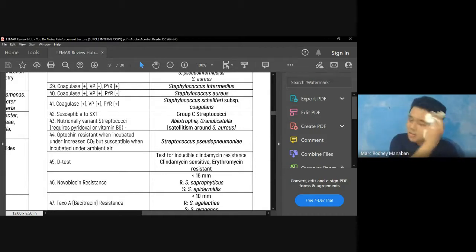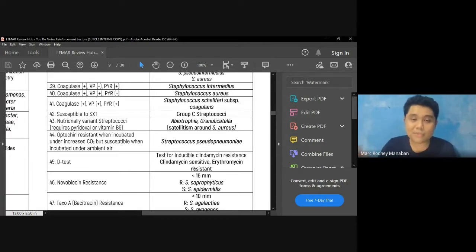There was a question on the D-test yesterday. If the D-test is positive with blunting, how should you report the result? Alright. Your D-test is a test for inducible clindamycin resistance. Now, when will you perform this? When the initial results of your AST show clindamycin sensitive and erythromycin resistant for the organism, usually Staphylococcus aureus, then you have to perform the D-test. Why? Because it may indicate inducible clindamycin resistance brought about by erythromycin. So by the name itself, inducible, it is a resistance brought about by another antibiotic, in this case, erythromycin.